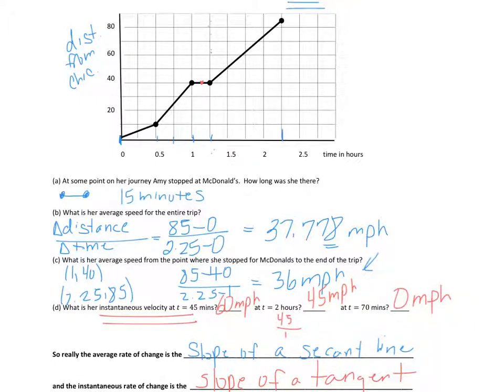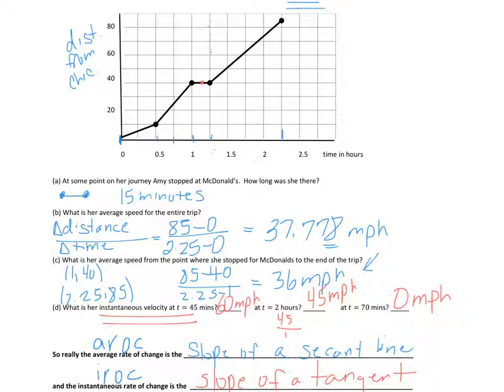As we move on, I abbreviate these because I didn't want to have to type out average rate of change and instantaneous rate of change. So when I say AROC versus IROC, that's what I'm talking about. AROC, average rate of change, and IROC, instantaneous rate of change.